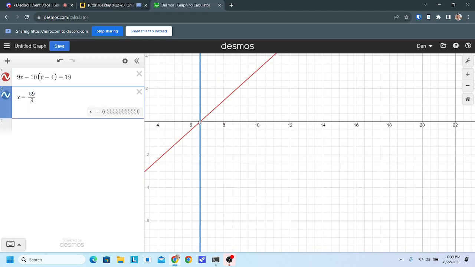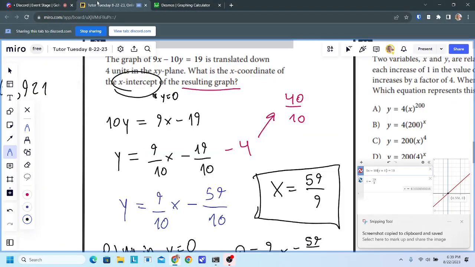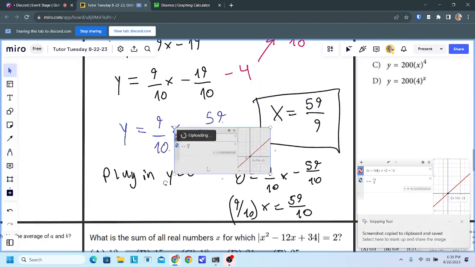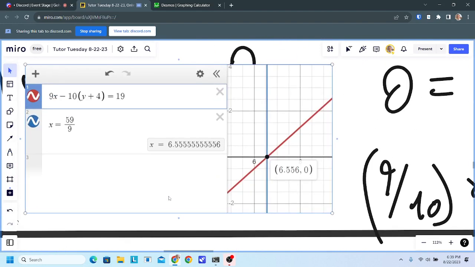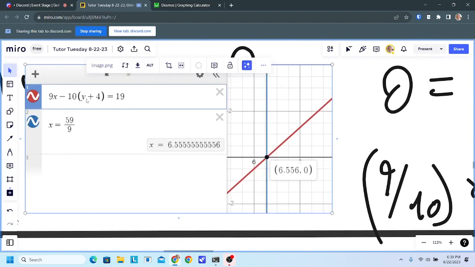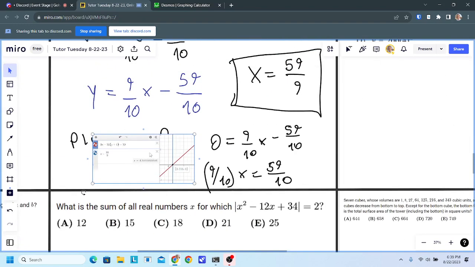Let me take a snip of my Desmos screen right here and paste it right here. You guys see that right there? You replace the original equation, but you put in y plus 4 in place of y. And then it actually has an x-intercept right at that 59 over 9. That's an alternate solution.